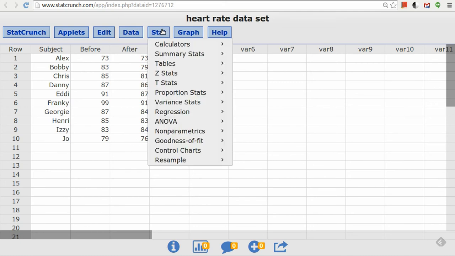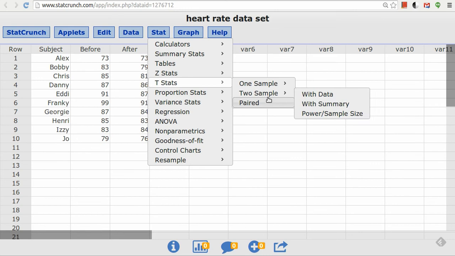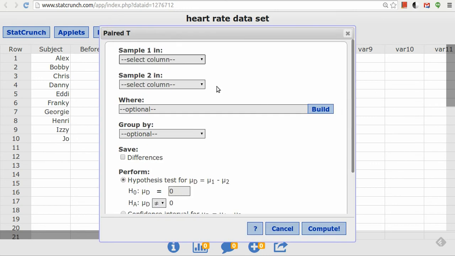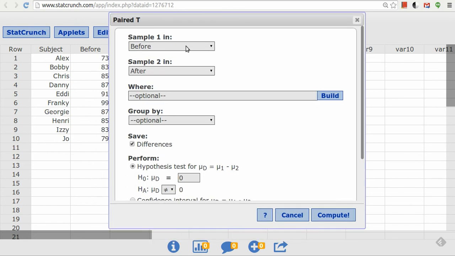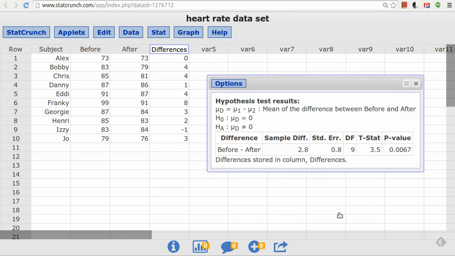So we click Stat, T-Stats, Paired. We can select the samples in before and after. Okay, and we want to save the differences, and we'll see why in a moment. So the save differences is going to give us the output of the difference between our before and after. Now when we click Compute, we're going to get a column of the differences.